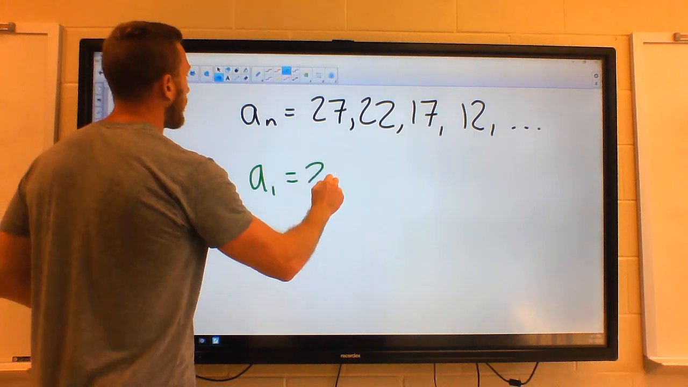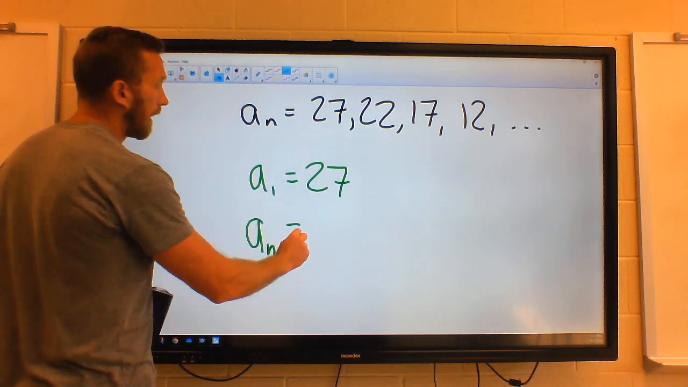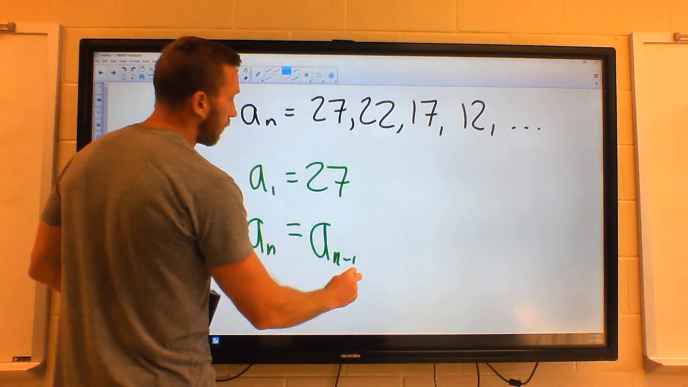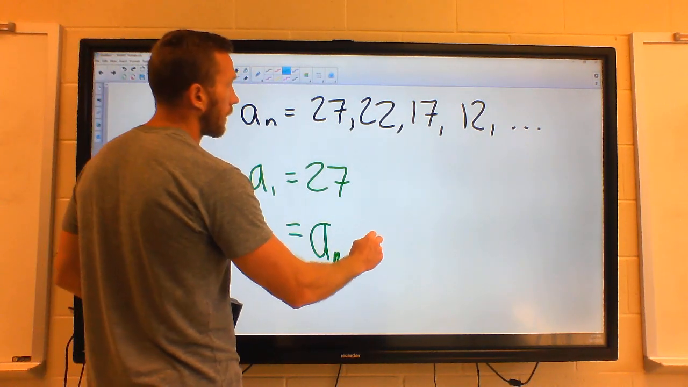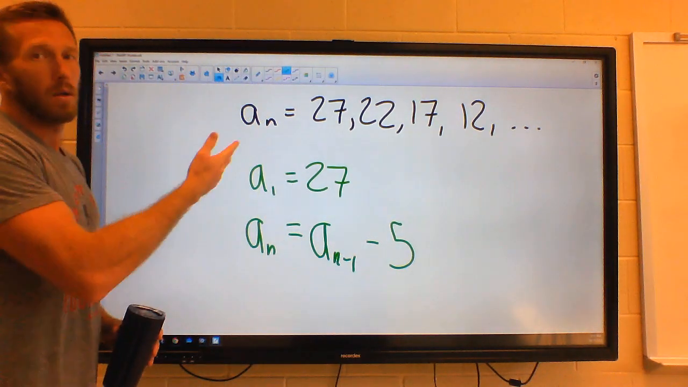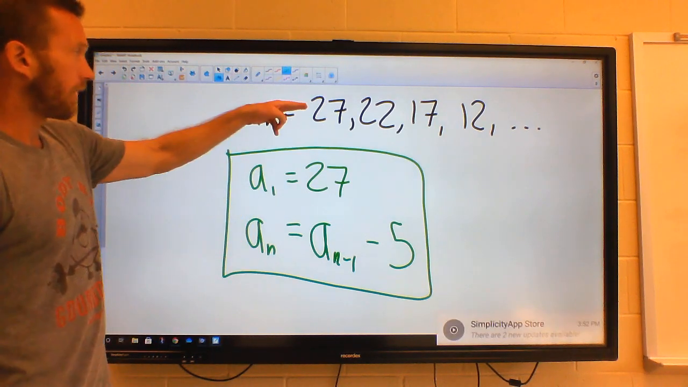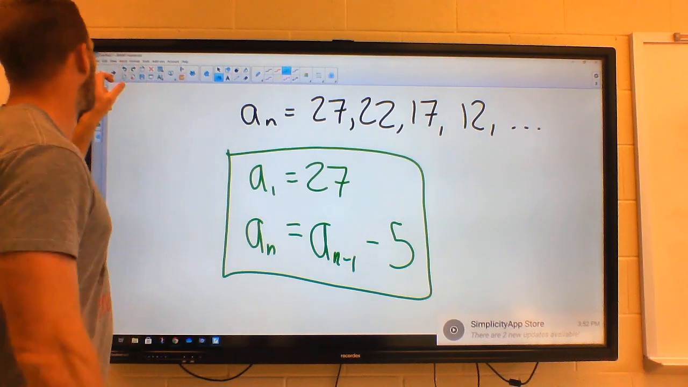Here we go. Start at 27. That's what that's saying. And for any term after that, all we need to do is know the previous term, and then we're going to, it looks like, add -5. So subtract 5. Okay? So this is our recursive rule for this scenario. Start at 27 and decrease it by 5 each time.